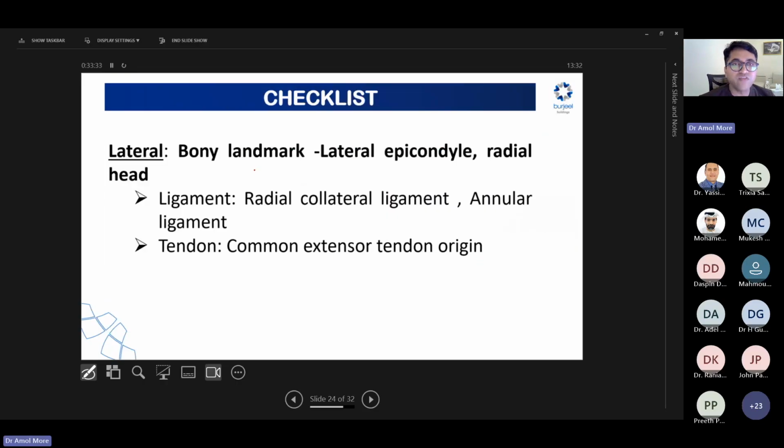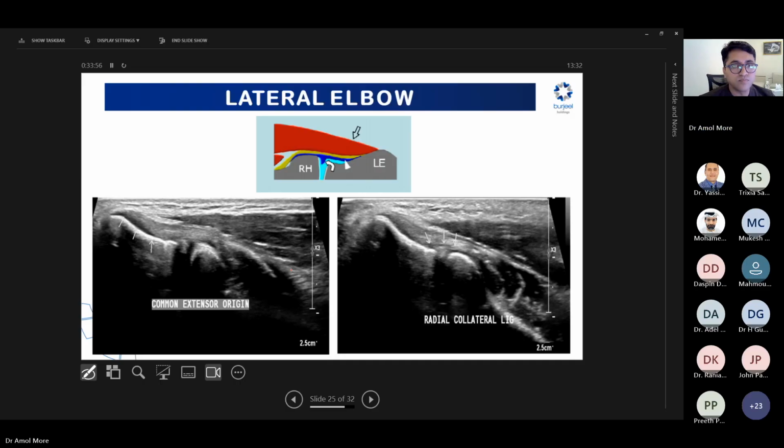The bony landmark for the lateral elbow is lateral epicondyle and radial head. The ligament which we see is radial collateral ligament, and the second ligament along the anterolateral aspect is annular ligament, and the tendon which we'll be assessing is the common extensor tendon origin, which is one of the important tendons getting involved in the tennis elbow.